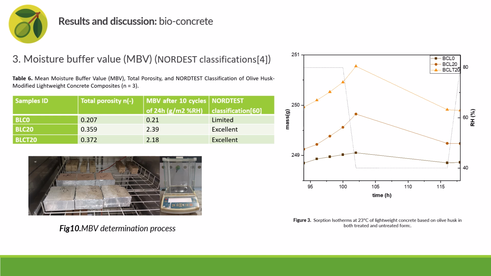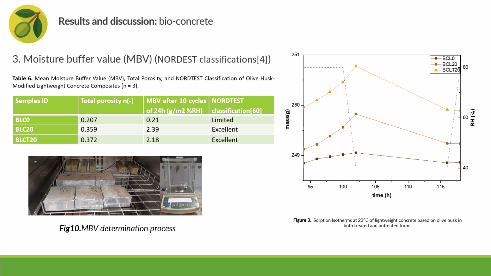the incorporation of olive husk markedly enhanced hygric responsiveness. The concrete with untreated husk reached an MBV of 2.39, while the mix with treated husk achieved a similar value of 2.18. Both are classified as excellent according to the Nordtest classification, confirming the ability of olive husk concrete to buffer indoor humidity fluctuation. These improvements are directly related to the higher porosity of the bioconcrete, which promotes moisture exchange with the surrounding environment.